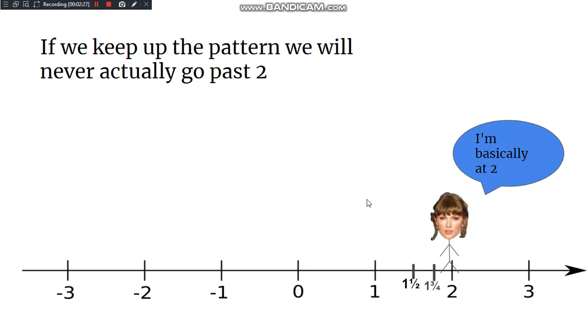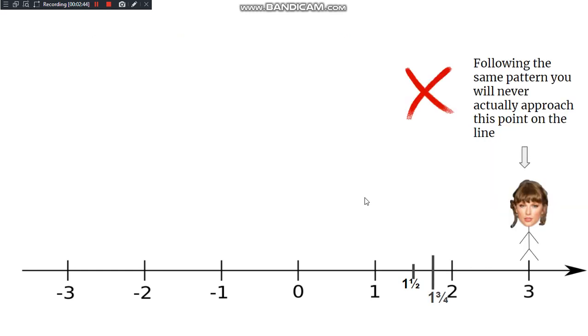Now, the thing about our friend here is she's basically at 2. If she continues to take infinite steps, and if she ever stops taking steps at any point, she will not be at the value 2. So while she continues this pattern, she will basically be at 2. Now, if you follow this pattern, you'll find that it's not actually possible to be at a value beyond 2.